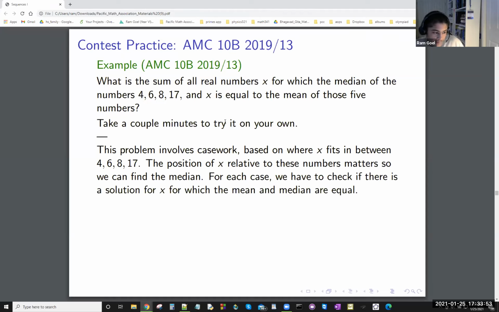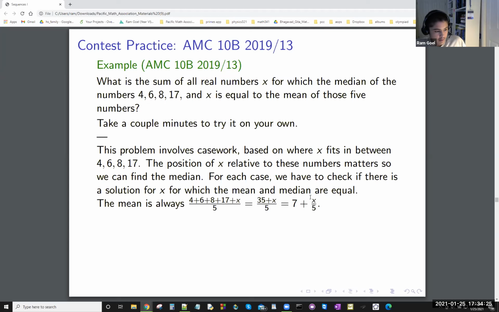So like I said, we have the cases based on where x is in between these numbers. For each case, we have to check if there's a solution for x for which the mean and median are equal. It's possible that in some cases, when we set the mean and median to be equal, we don't get any solutions for x. If that happens, then in that case there are no solutions for x. First note that the mean doesn't depend on the position of x. The mean is always (4 + 6 + 8 + 17 + x) over 5, and that turns out to be (35 + x) over 5.